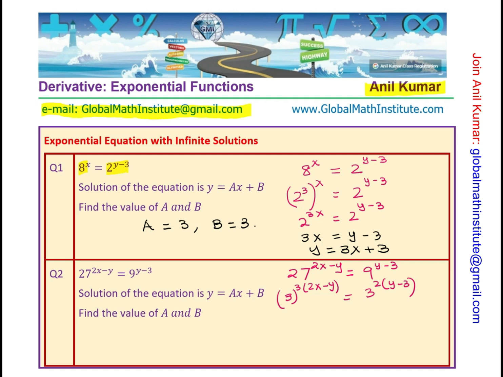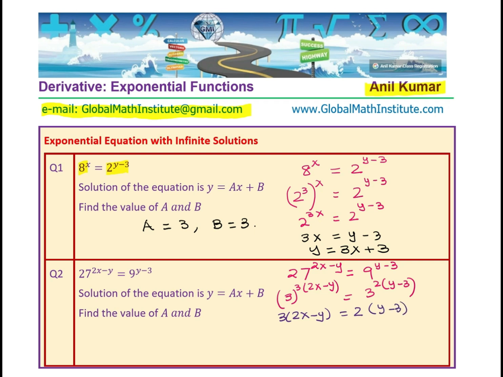That gives us the equation, let's write in a different ink, 3 times 2x minus y equals 2 times y minus 3. Open the bracket. 6x minus 3y equals 2y minus 6. Or we can get 2y equals 6x. Rather, we'll add 3y also to this, right?